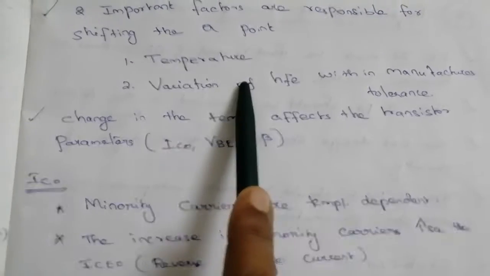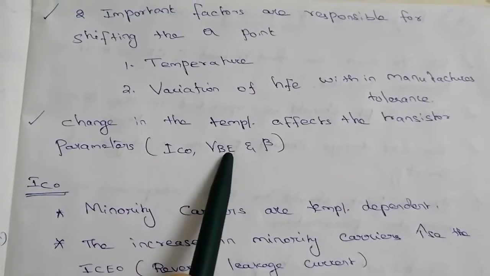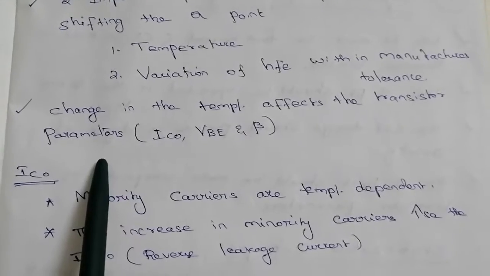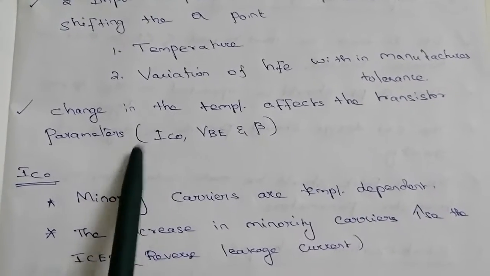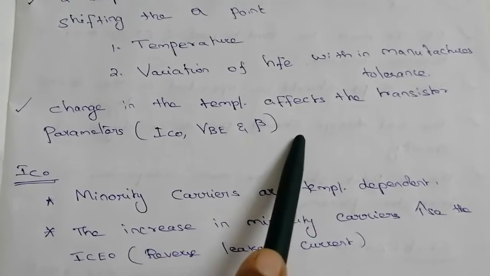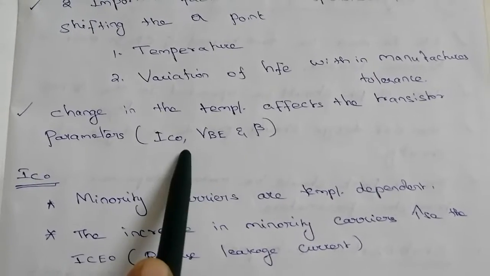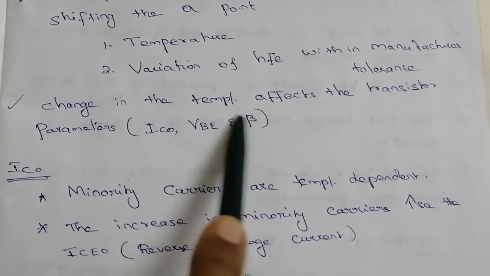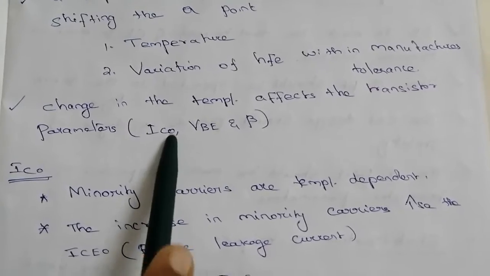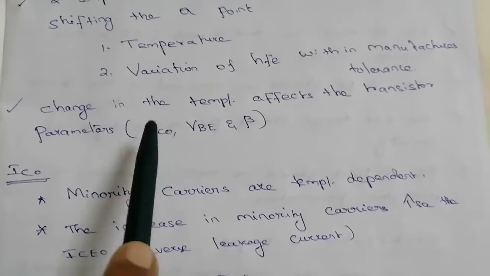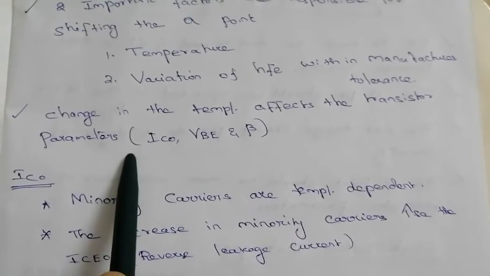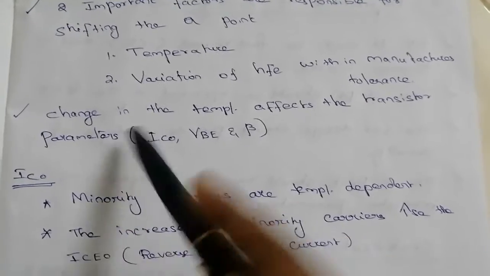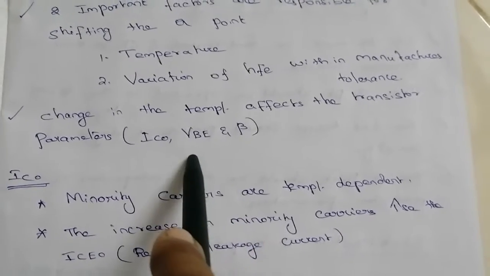And the next factor is temperature. We know a change in temperature affects the transistor parameters, because the transistor parameters are temperature dependent variables. The transistor parameters are ICO, VBE and beta. So these three factors are going to change the Q point. When the transistor parameter values change, it automatically changes the Q point, that is the collector current. If the collector current changes, absolutely the operating point may shift to an undesirable region.